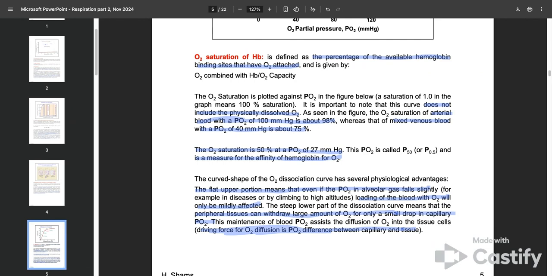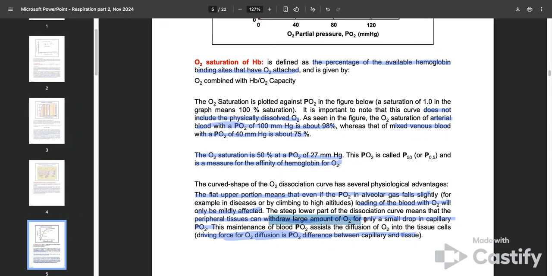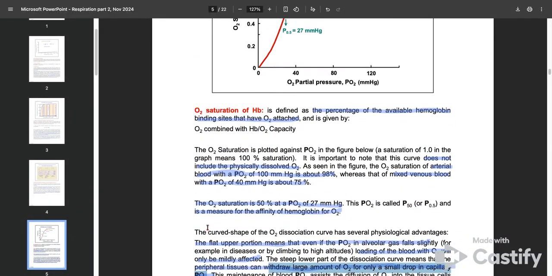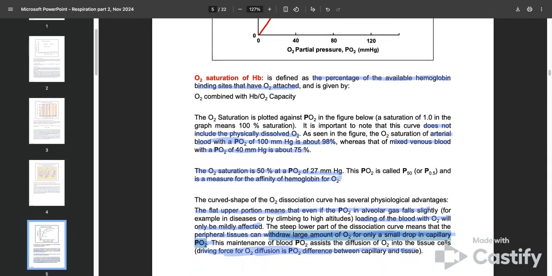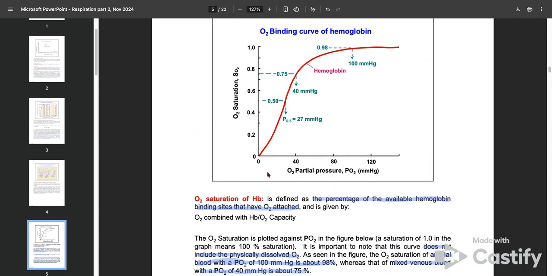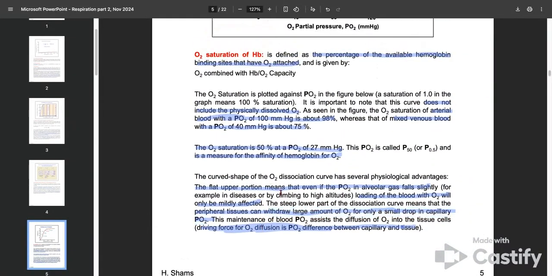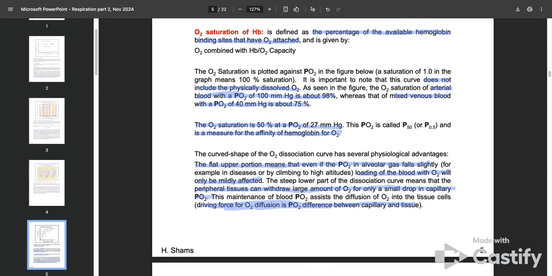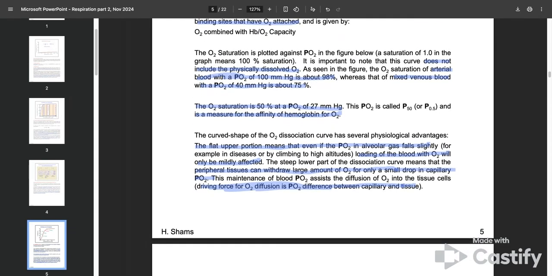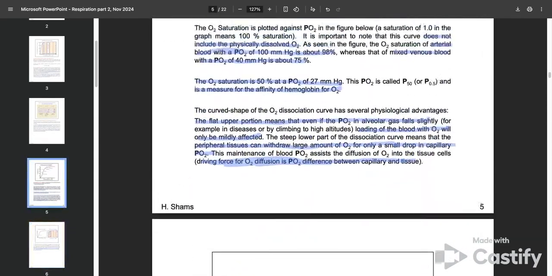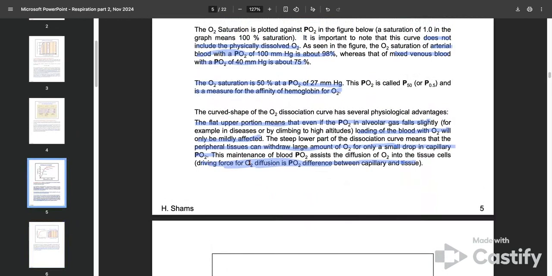The steep lower part of the dissociation curve means that the peripheral tissues can withdraw large amounts of oxygen for only a small drop in capillary partial pressure of oxygen. So even if you have a small drop, as you see here, there's not a big difference in partial pressure, but already the tissues take most of the oxygen that was bound to the hemoglobin. One more thing is that the driving force for oxygen diffusion is the partial pressure of oxygen difference between capillary and tissues.